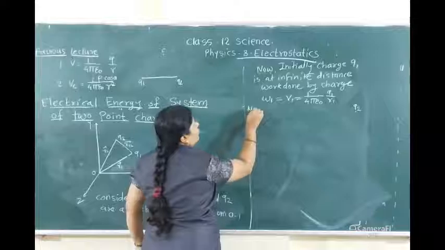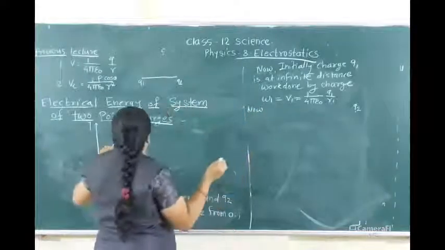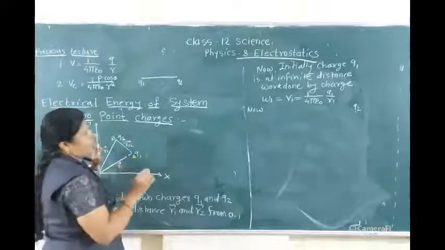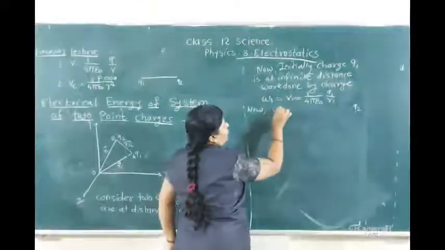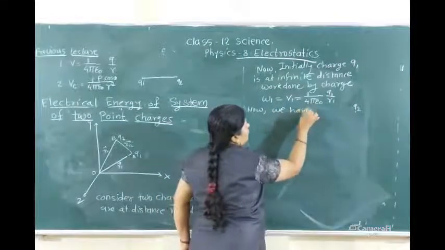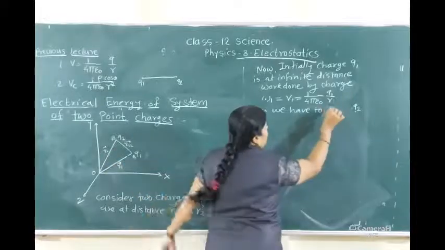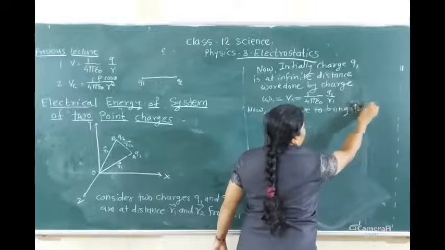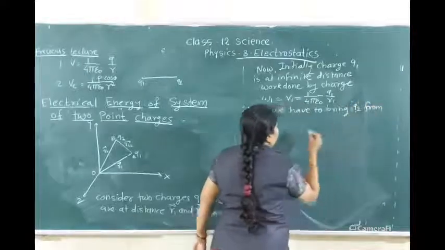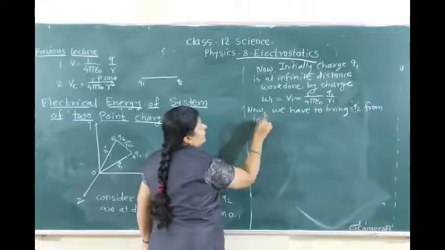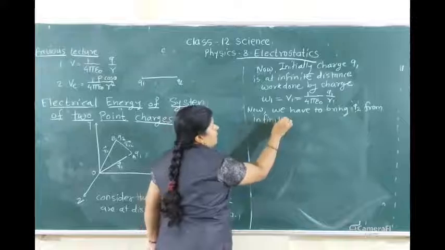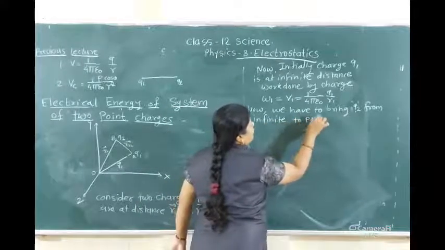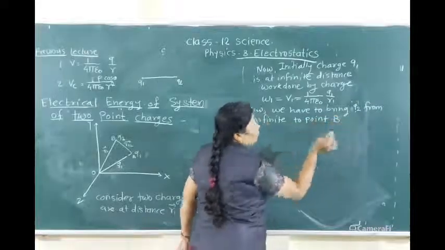Now suppose this point is B and this point is A. Now we have to bring the charge Q2 from infinity to point B.